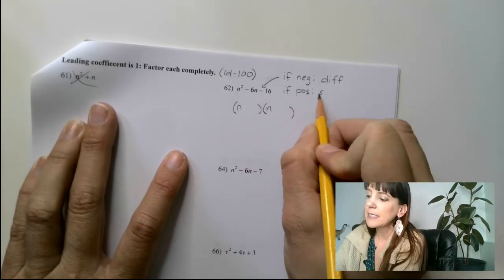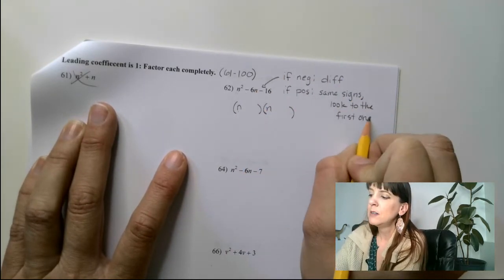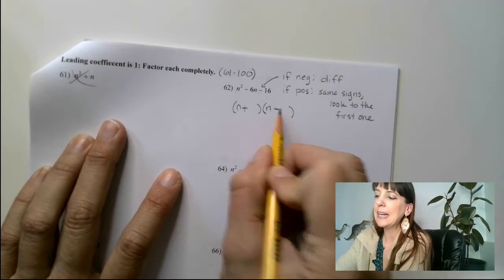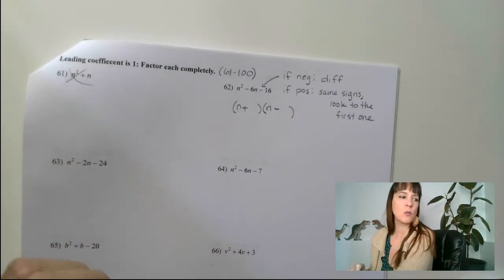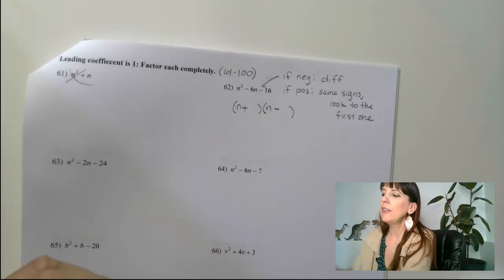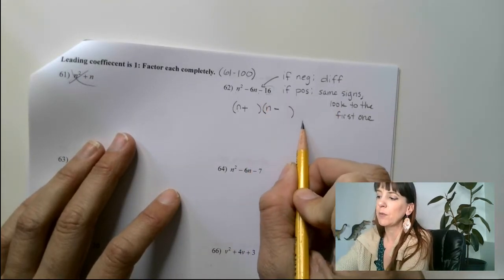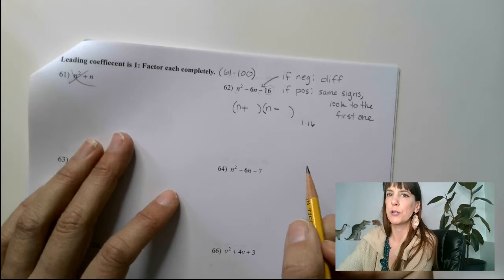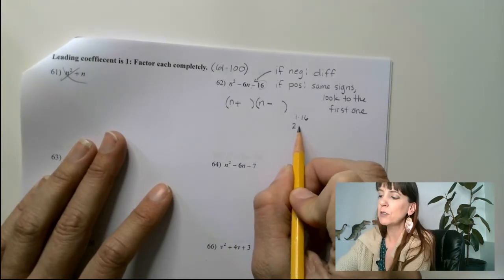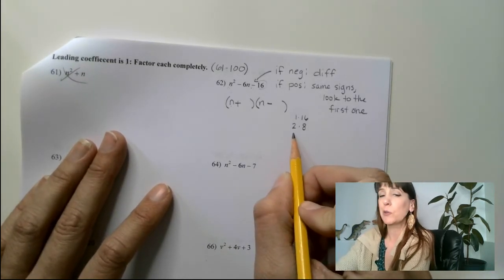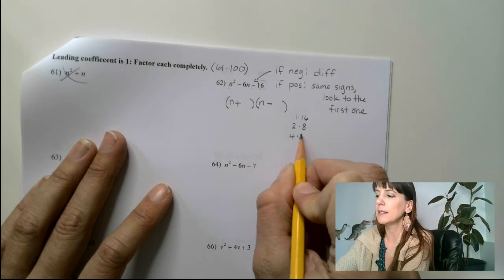So this is negative, so that's going to be different signs. So we've got positive, negative, does not matter the order. You can put positive first or negative first, I don't care. Then your next step is to list all of your factors of 16. We have 1 times 16, always go in order so you don't miss any. After 1 comes 2, 2 times 8. After 2 comes 3, 3 does not go into 16, but 4 does, 4 times 4.